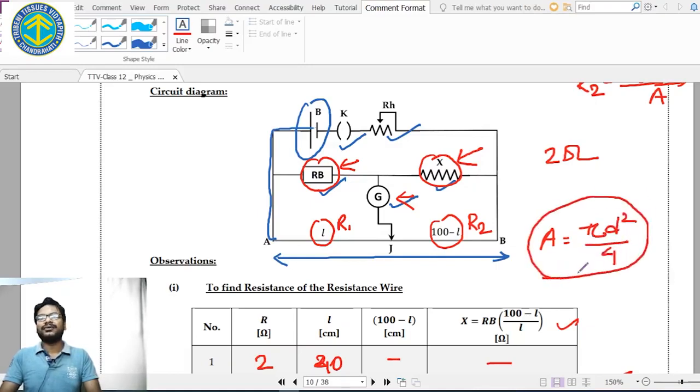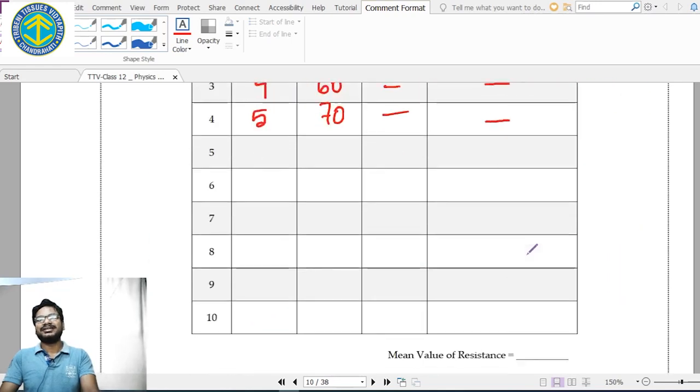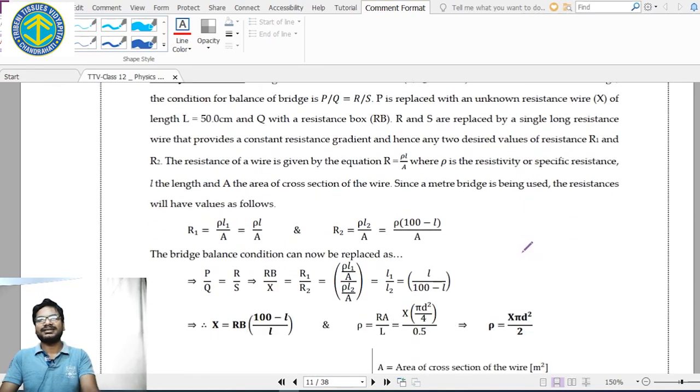So this is the formula by which we are going to calculate the cross sectional area of the sample wire, and then we have to find out the resistivity or resistance per unit length of the unknown resistance X. Okay, so what is the theory behind that? So let us try to understand the theory.